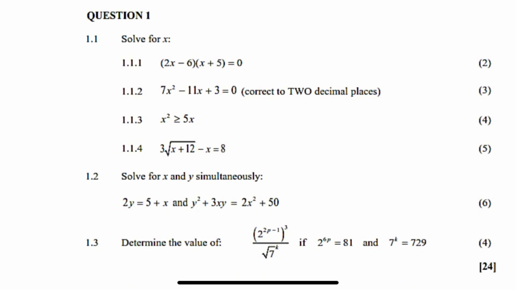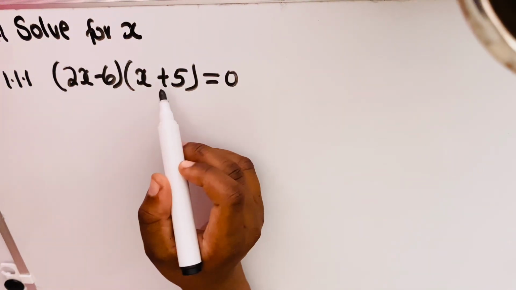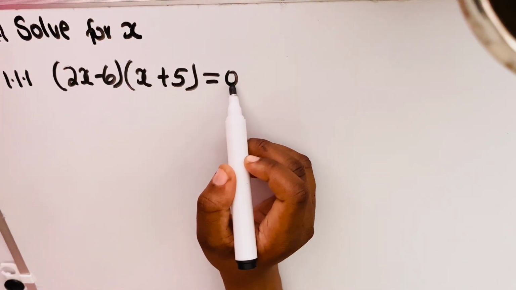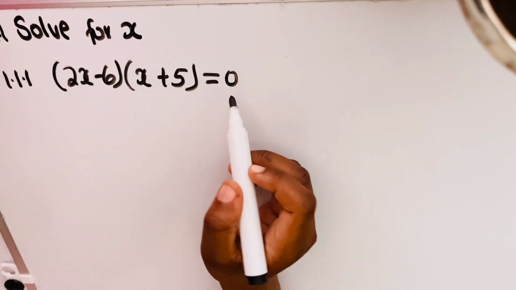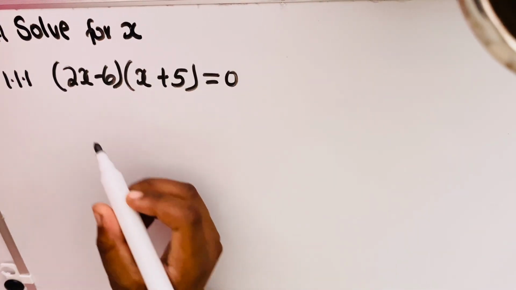1.1.1, we have (2x minus 6)(x plus 5) is equals to 0. So usually the 1.1.1, you solve it by factorizing. It's already factorized. You can see that it's equated to 0. So these are the factors of the equation. Yours is to just simply equate each to 0. Therefore, you solve for x.